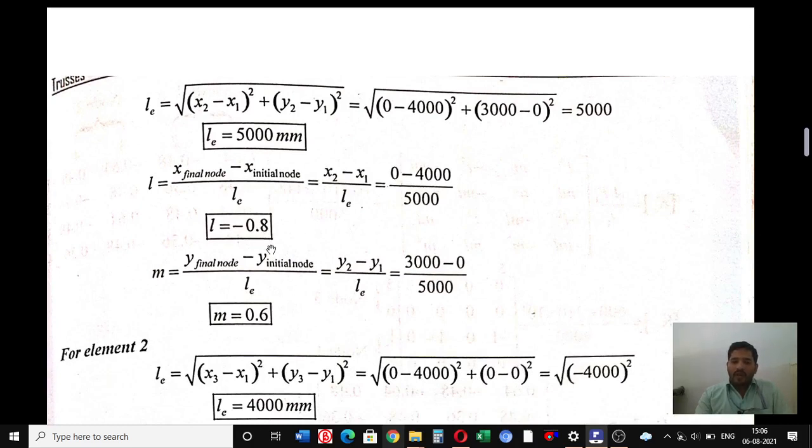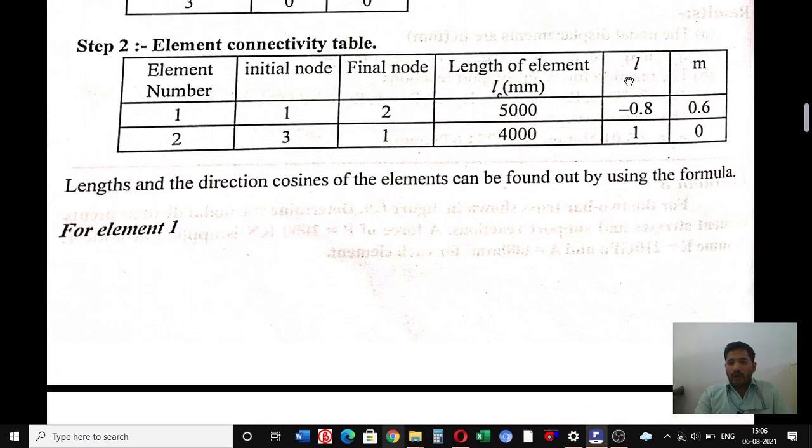After getting the value of L, we need to find out the value of M. M is nothing but y of final node minus y of initial node, by LE. That is y2 minus y1 by LE: 3000 minus 0 by 5000. If you divide 3000 by 5000, you get 0.6. After getting the values of L and M, we need to substitute them in the above. L value is 0.8 and M value is 0.6.